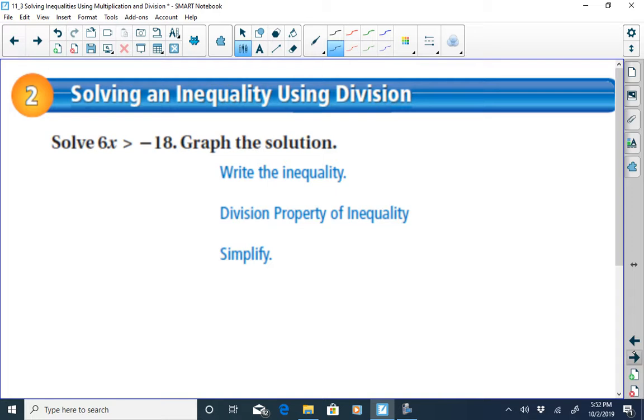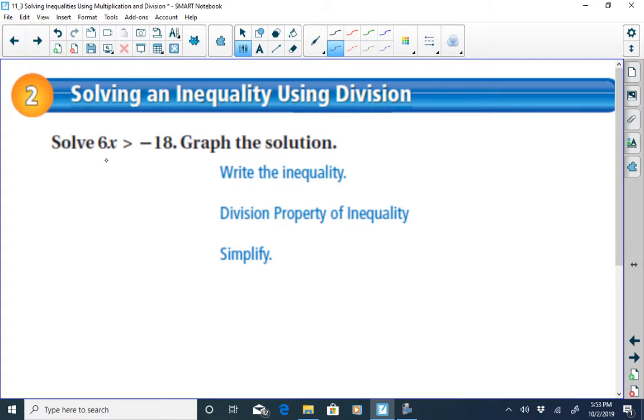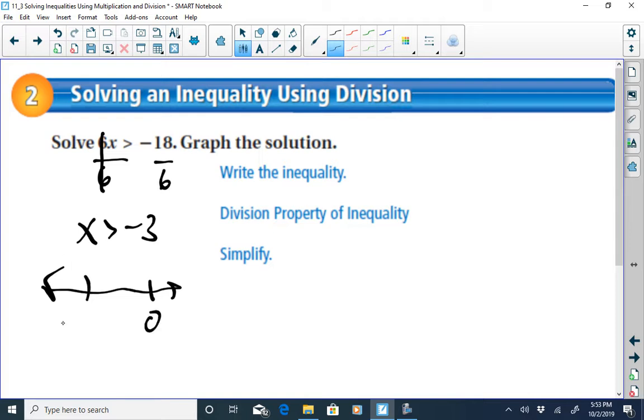If we're solving the inequality using division, same idea. We want to use the division property, so we want to do the inverse operation. We're going to divide both sides by positive 6. On the left side, they cancel. We're left with x is greater than negative 18 divided by 6, which is negative 3. When we go to graphing the solution, negative 3 is to the left of 0. It's an open circle at negative 3. My solutions are going to be to the right because x has to be greater than negative 3.